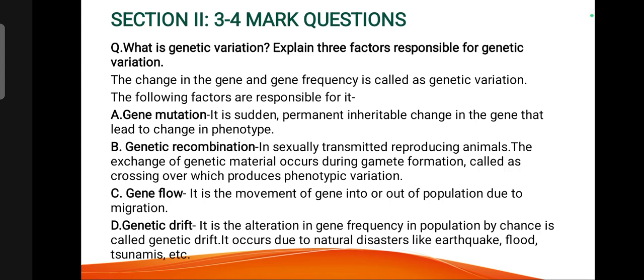Gene flow. It is the movement of genes into or out of a population due to migration. Genetic drift. It is the alteration in gene frequency in a population by chance. It occurs due to natural disasters like earthquake, flood and tsunamis.